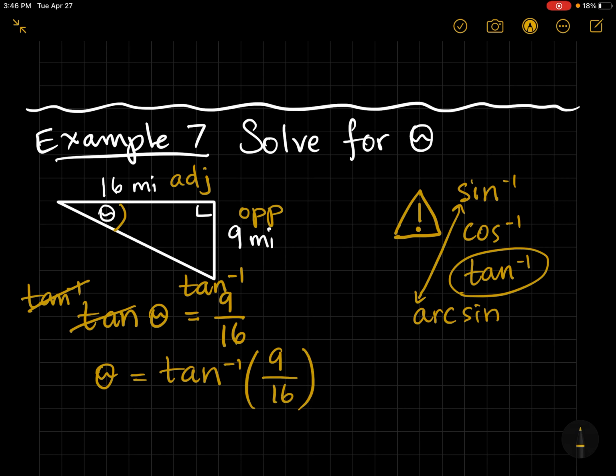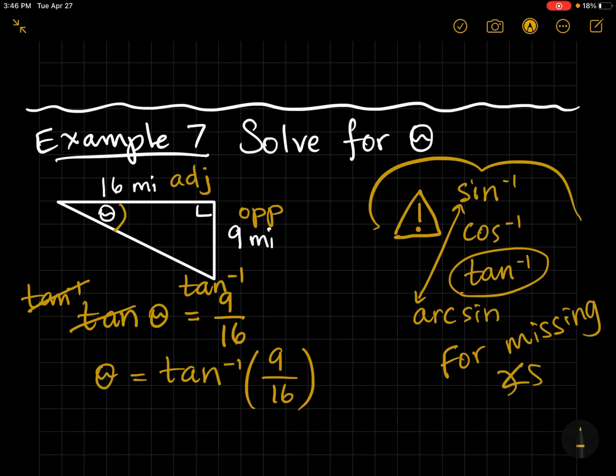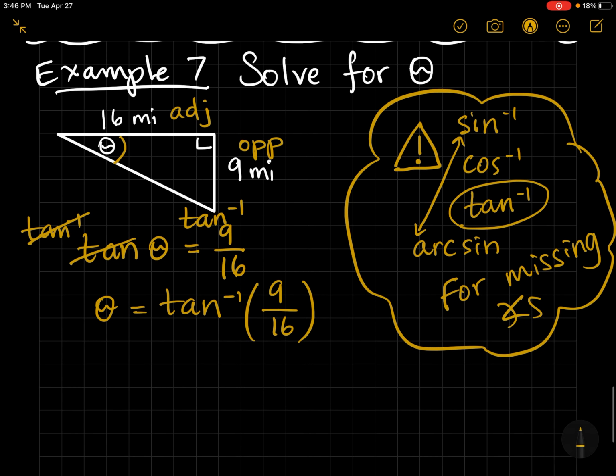Just always remember when looking for an angle, these are for missing angles. Okay, make sure you use inverse. When you're looking for a side, you just use the regular sine, cosine, or tangent. I hope that's clear for you.